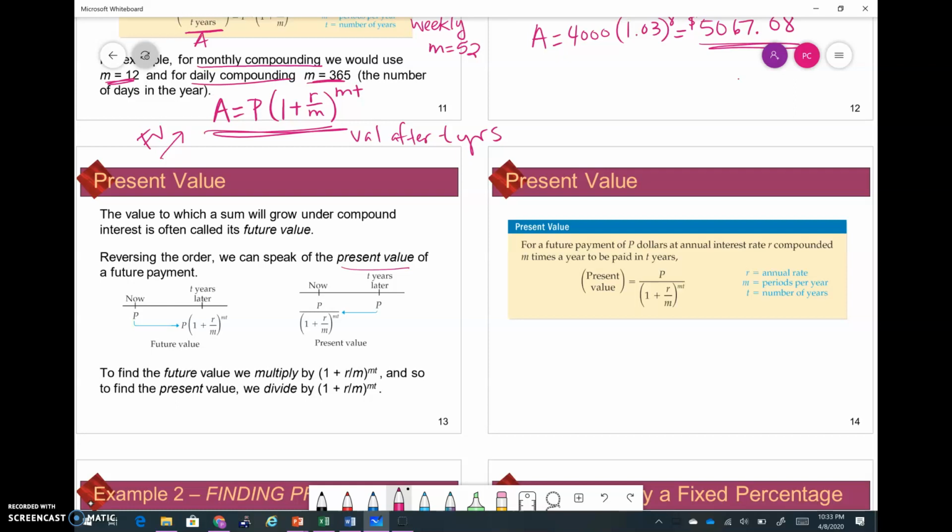And we can find what we call the present value by dividing. For a future payment of P dollars, which you want to get out at the end, at annual interest rate r compounded m times a year to be paid in t years, we can come up with the formula: present value equals P over 1 plus r over m to the mt. And again, that 1 plus r over m to the mt is the exact same value we used before. What that gives us is what we need to put in now so that we get what we want to have in the future.